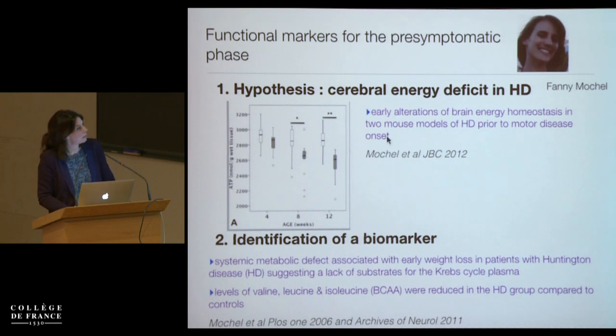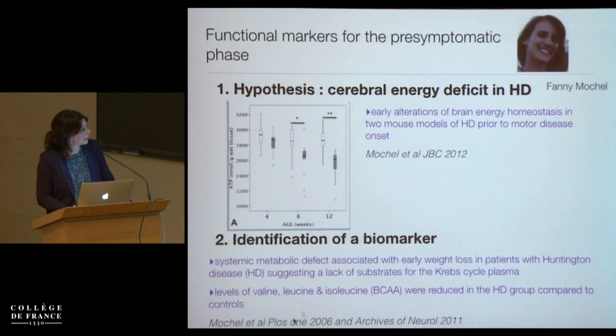Why did we do this? Because we saw in the pre-symptomatic clinic, when Fanny was still an intern, that pre-symptomatic carriers were losing weight very early, without moving, without having any signs of the disease, but they were losing weight, and they were not depressed, and they were eating a lot.